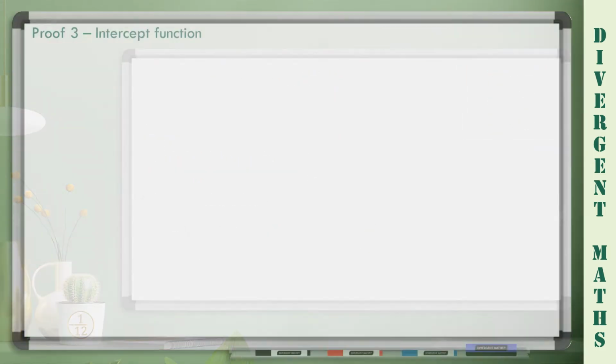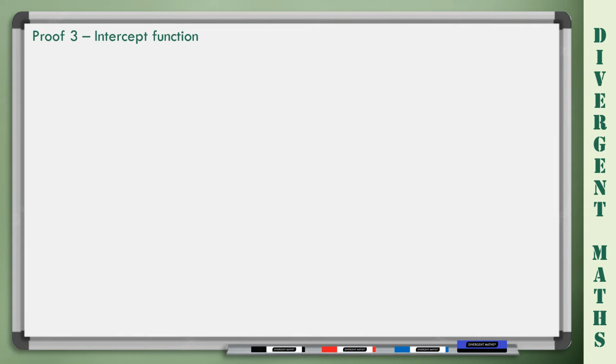Proof number 3, intercept function. So let's follow the same steps that we follow as usual in all the other videos. Calculate the partial sums. That's the first step. So the partial sum of that monotonic divergent series is quite easy. Obviously, it's the counting function.